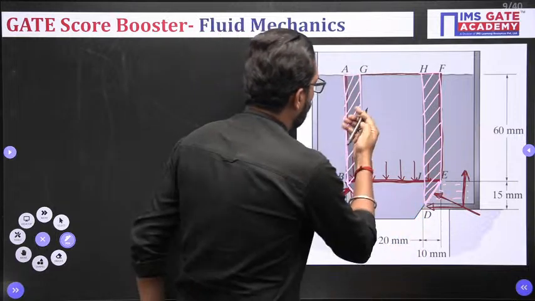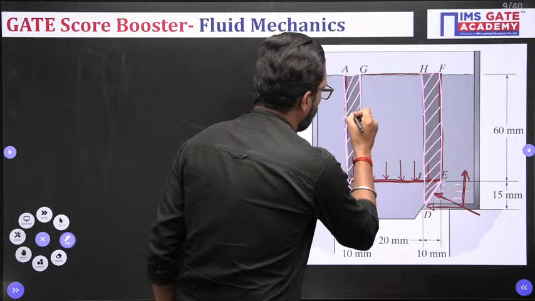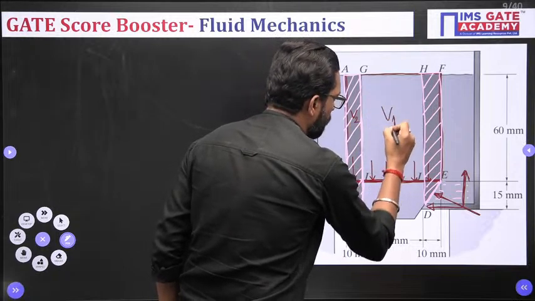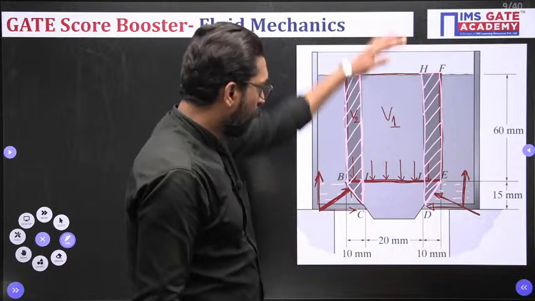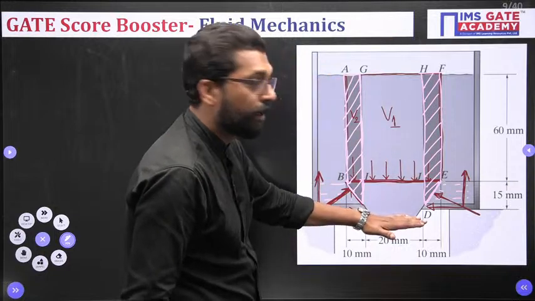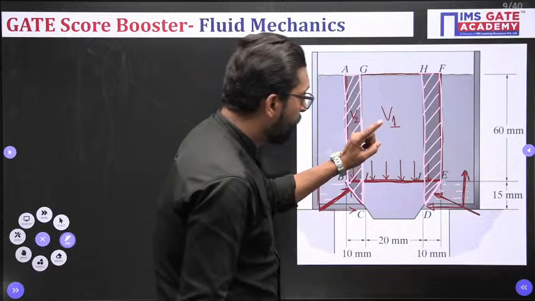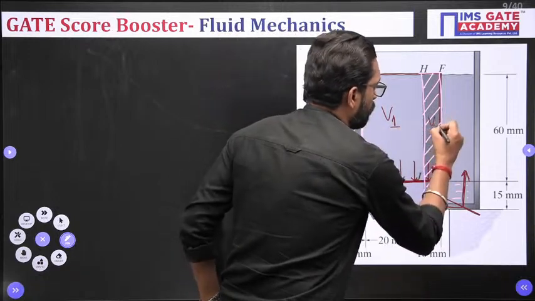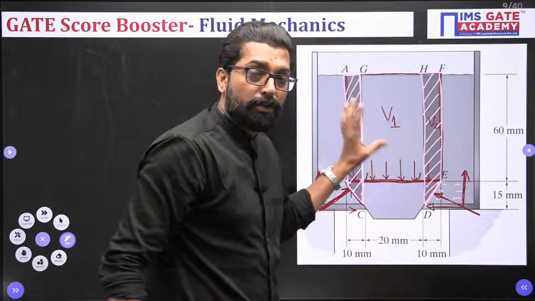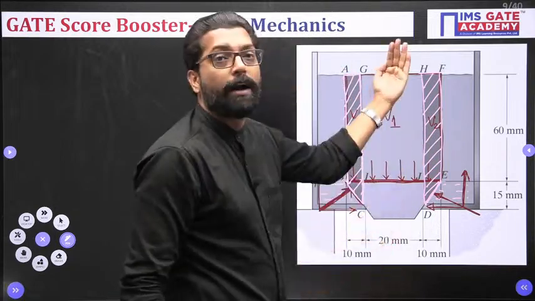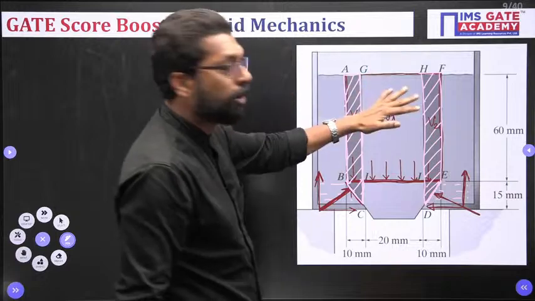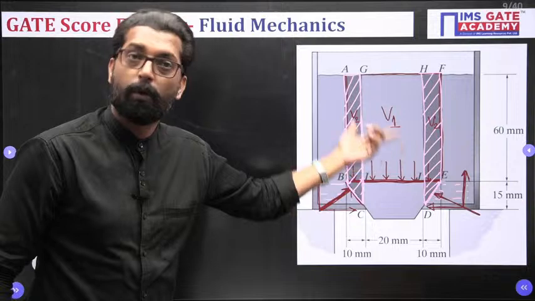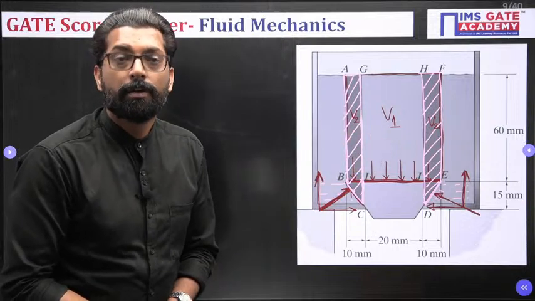Let's suppose this is volume V2 and total volume is V1. So total volume V1 is downward, minus 2 into V2. Why? Because this is V2. So total is 2, so minus 2 into V2 is upward. So net volume, how much? V1 minus 2 into V2. What is the vertical force? What is the vertical pressure?